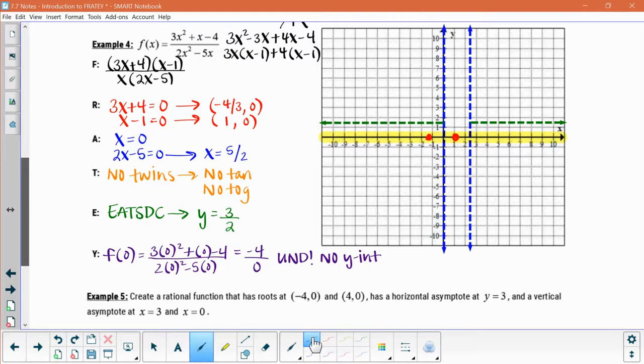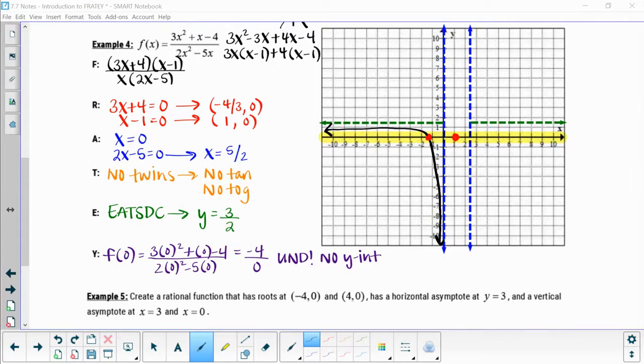Again, I do have one vertical section, two vertical sections, three vertical sections. So I should have three curves. And I notice in my first section that I have an x-intercept already. So I'm going to go ahead and draw that piece where it fits. Now I'm going to go ahead and look at my middle section.